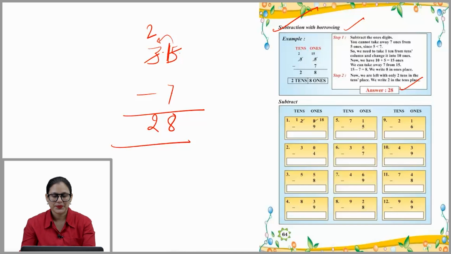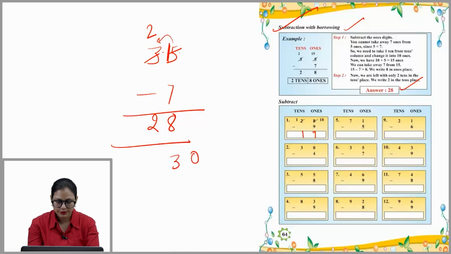Now let's subtract. 18 minus 9 is 9. 1 minus 0 is 1. Okay, next 30 minus 4. Okay.